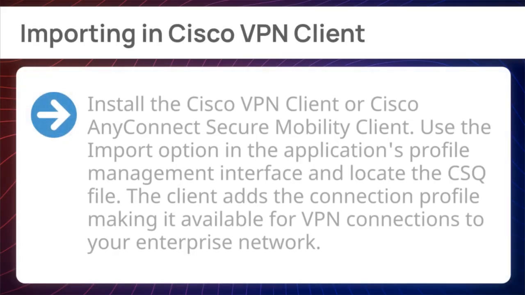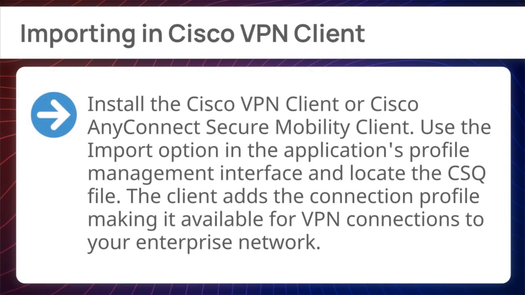First, importing in Cisco VPN Client. Install the Cisco VPN Client or Cisco AnyConnect Secure Mobility Client. Use the import option in the application's profile management interface and locate the CSQ file. The client adds the connection profile, making it available for VPN connections to your enterprise network.